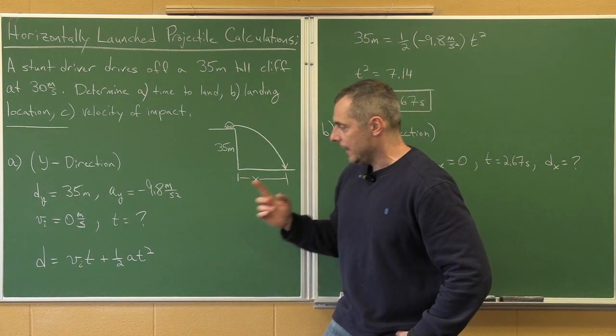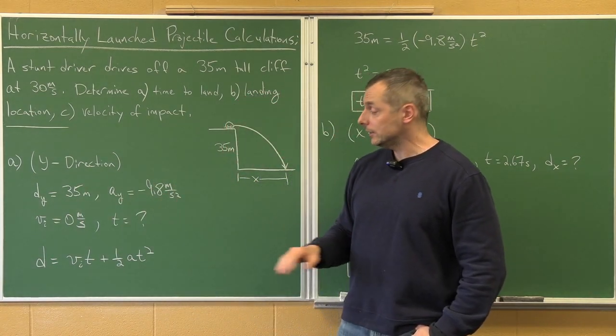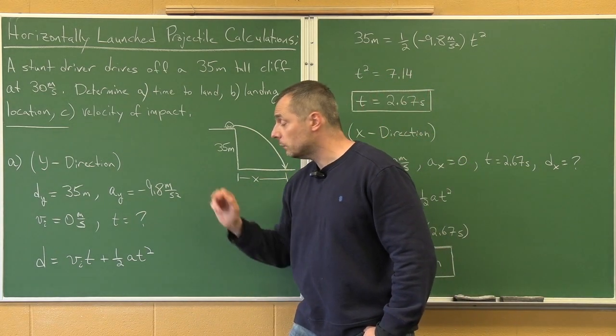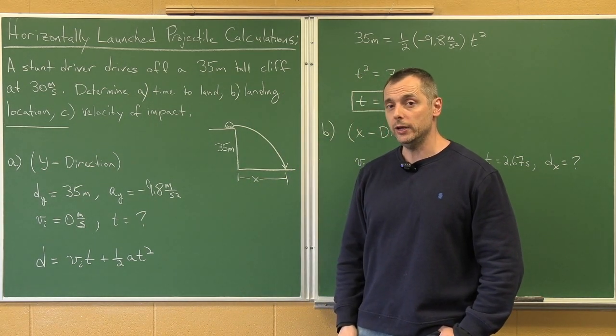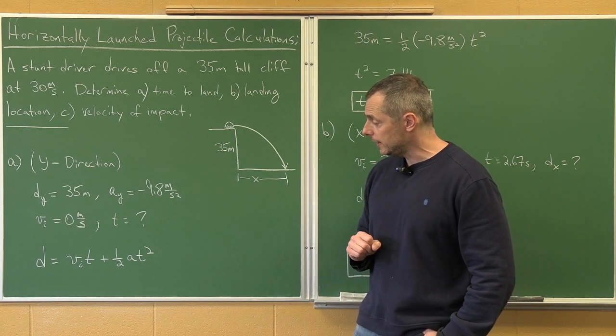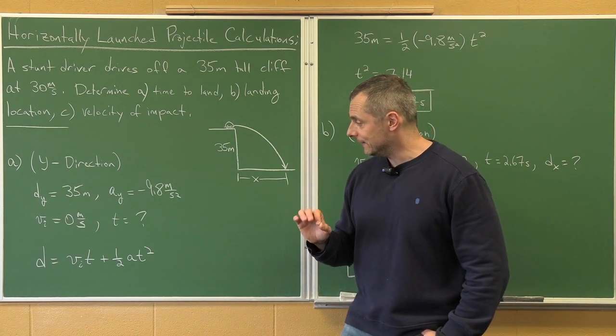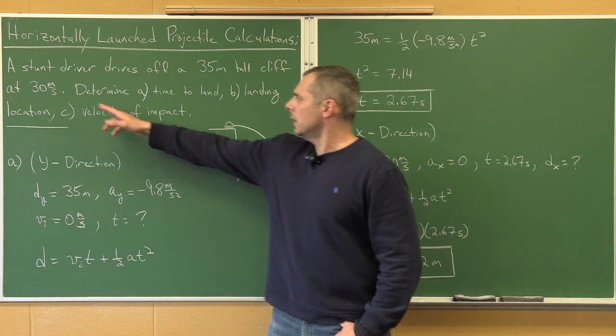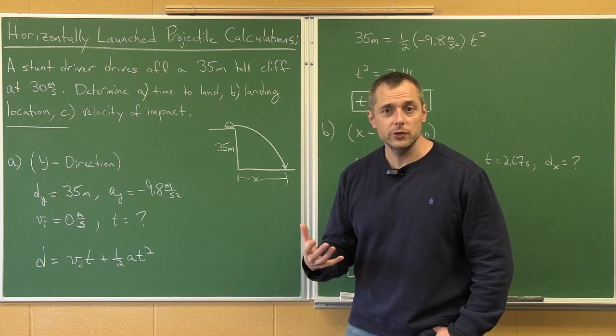So what we're going to do is list all the information that we know about the Y motion. For example, the distance in the Y direction is 35 meters. And the acceleration in the Y direction is negative 9.8. We knew that, okay? But here's the tricky thing. V initial is 0. People say, I thought it was 30. How could it be 0?